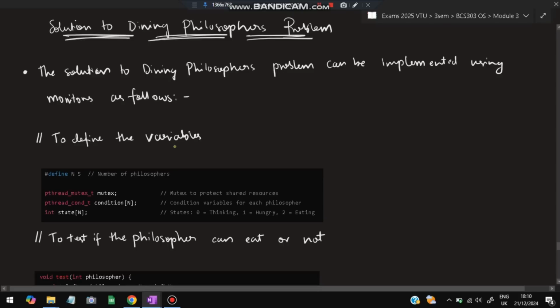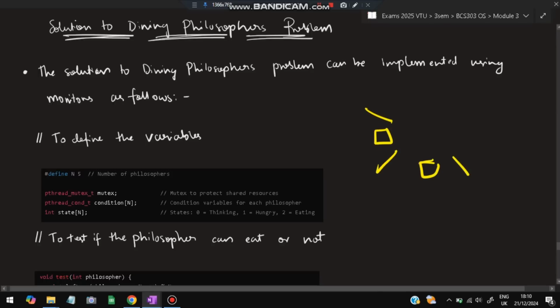First, define the variables. Define the number of philosophers as 5, and a pthread_mutex and a pthread_cond condition. The mutex protects shared resources; this is the monitor, and a condition variable for each philosopher. Two things: mutex and condition variable. Now state is also given here. State can be of three types. 0 means the philosopher is thinking, 1 means the philosopher is hungry, and 2 means the philosopher is eating. Basically, in the dining philosophers problem, suppose there is a philosopher sitting here and there is a chopstick, another chopstick, another philosopher sitting, and a philosopher requires two chopsticks to eat.